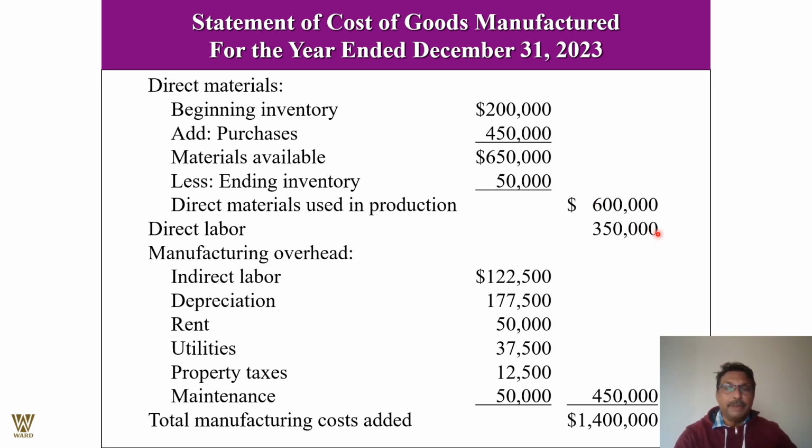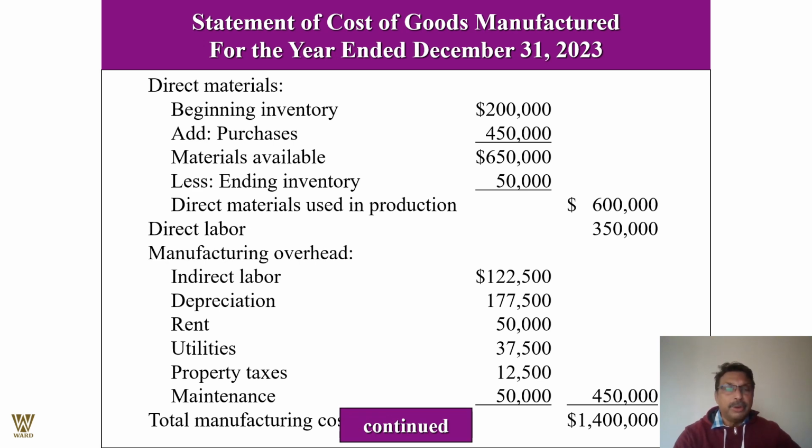Direct labor cost would be $350,000. This is the summation that you need to add. What is my manufacturing indirect cost? They are indirect labor, depreciation, rent, utilities, property taxes, maintenance. In total, it becomes $450,000. So $450,000 plus $350,000 is approximately $800,000. $800,000 plus $600,000 is $1,400,000. This is my total manufacturing cost as on the cost management report.